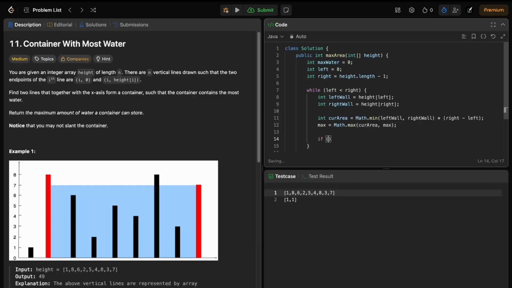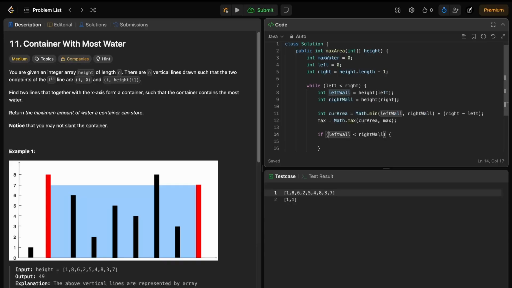Now comes the actual functionality. What we are going to do is, if left wall is less than right wall, what we are saying is left wall's potential to give a better solution is not there. Basically, right wall is taller than the left wall, so we are moving the left wall in the hopes that we find a better wall. All right, that makes sense.